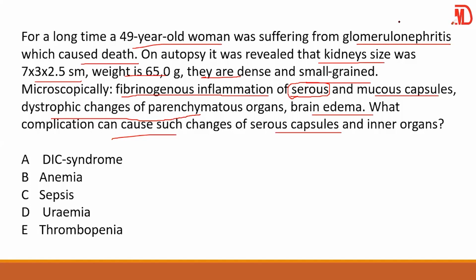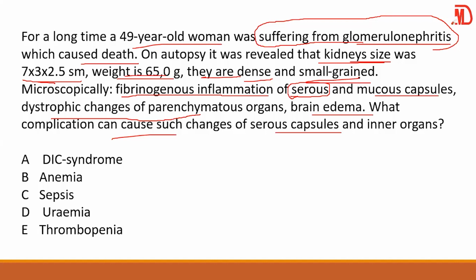Now, don't forget, this person is suffering from what? Glomerulonephritis. And one of the complications of chronic glomerulonephritis is kidney failure. And look at this, you see that's what they've always told you, that the kidney revealed their size, 7 by 2 by 2.5, weight is 65, dense and small grain. Small grain. That means they are kind of small. That means they are going through kidney failure. And again, they've told you this person suffered from glomerulonephritis for a very long time. So this patient might have developed kidney failure. And in kidney failure, what happens in the blood?